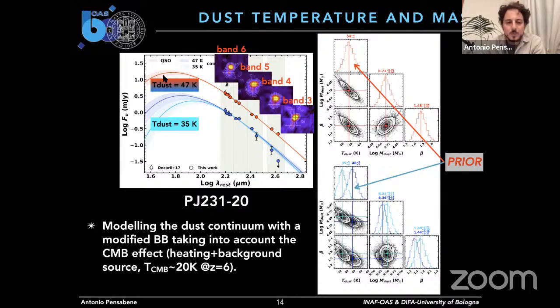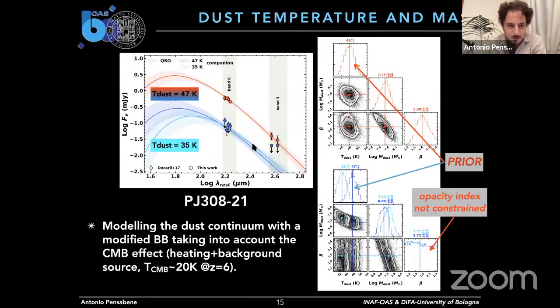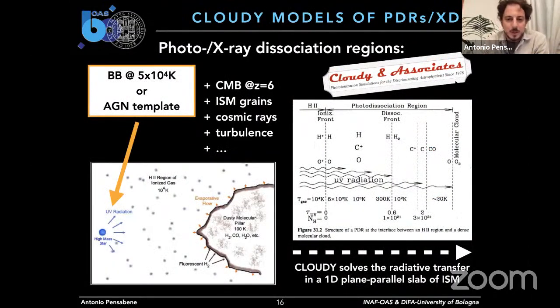This is required to break the degeneracy between three parameters, due to the lack of data points near the peak of the dust SED. By doing this, we retrieved estimates of dust masses and spectral emissivity index in both quasar and companion galaxies. For the latter source, we also considered an additional scenario with lower dust temperature, to account for the lack of a strong AGN in this source. We also did the same thing on the other systems, but in this case, as you can expect, the constraints on the dust parameters are shallower due to the lack of data points essentially.